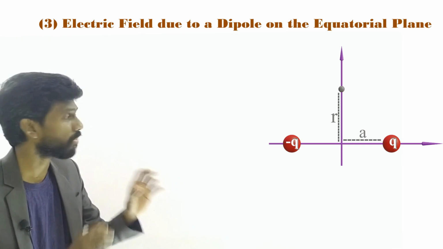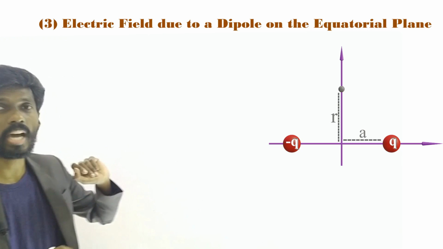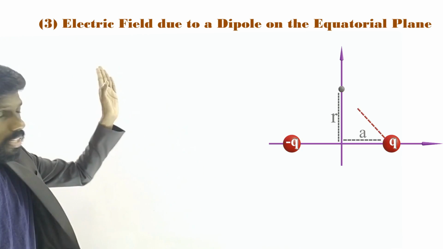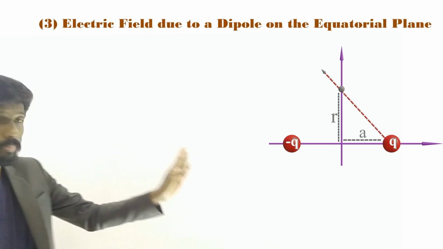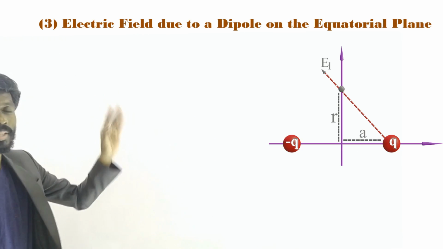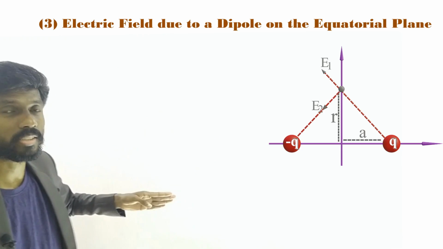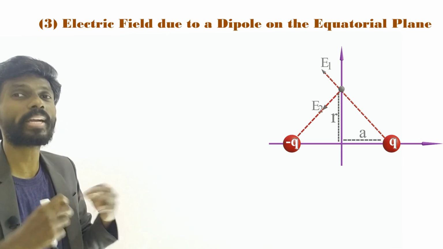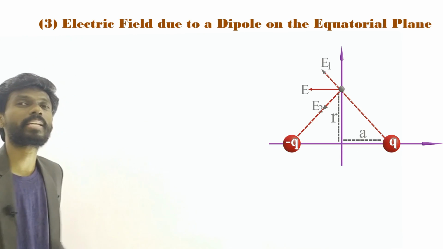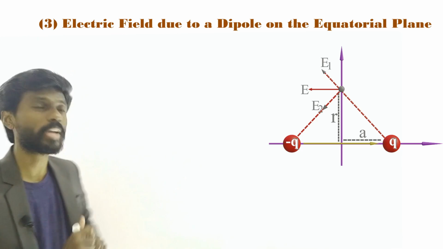But here they have different directions. The electric field due to the charge Q, that is the E1 vector, is directed away from the charge, because Q is positive. Similarly, we have the electric field due to the charge minus Q, E2 vector, towards the charge. We have to find the vector sum. Do you understand? So let us first find the electric field due to the first charge Q, the E1 vector.